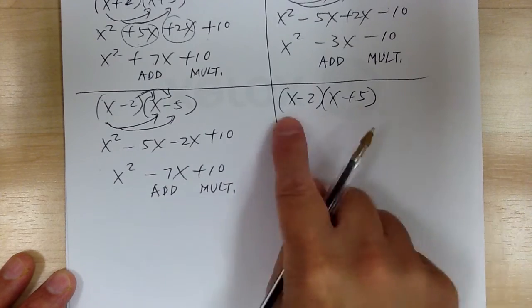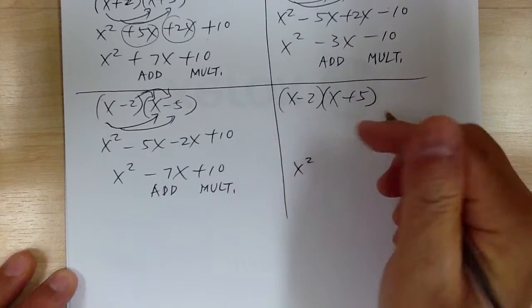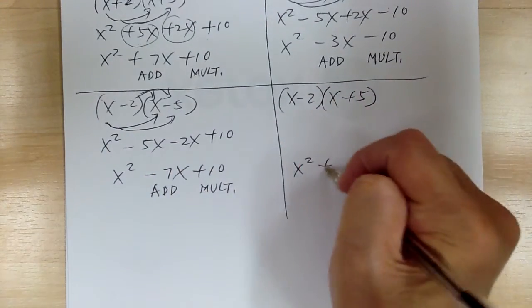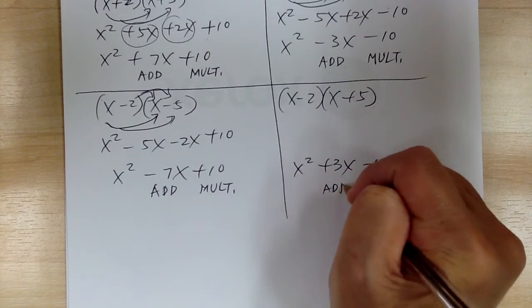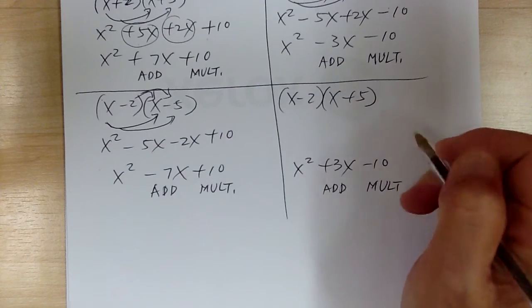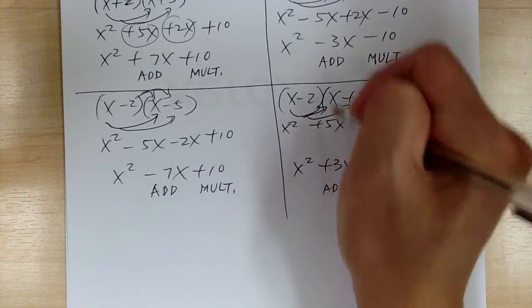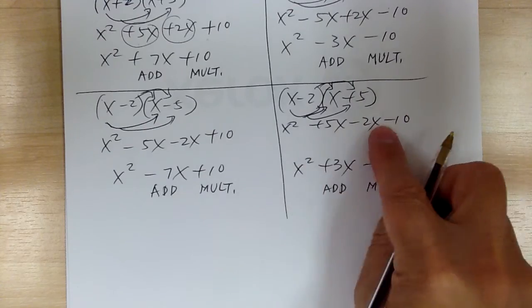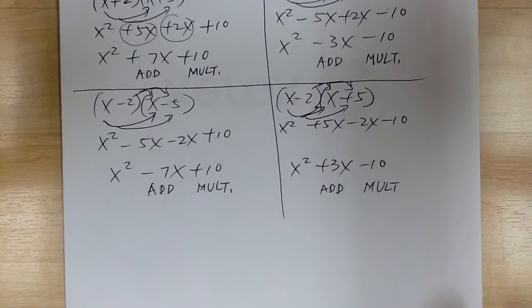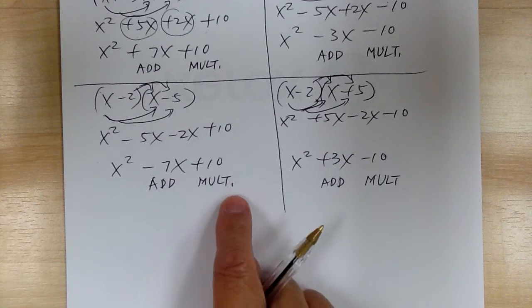Again, over here, without having to do all the steps, you can see that this is going to be x squared, plus 3x if you add, and when you multiply, you get minus 10. Again, this came from adding, and this came from multiplying. If you don't believe that, you can try to multiply it out. So this is how you multiply. Now when you're doing the factoring, you're going backward. If you know where this came from, you can go backward and figure it out.